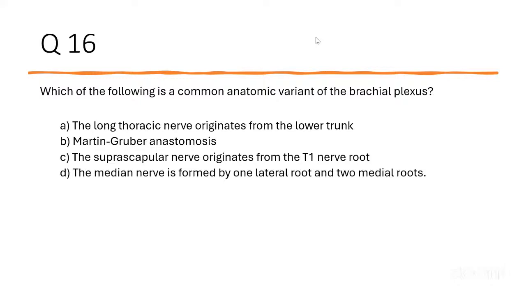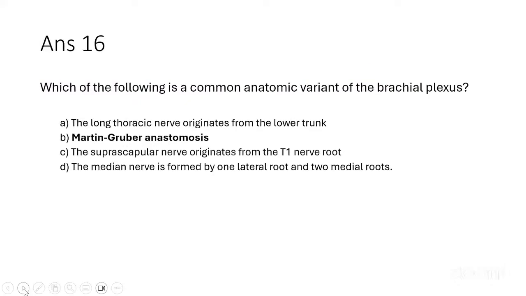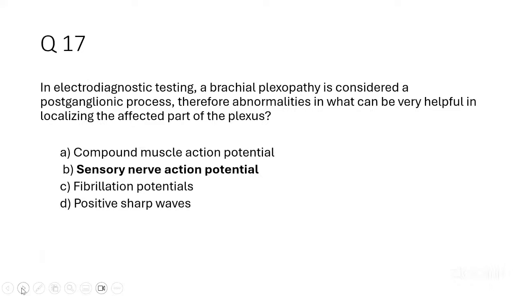Right. Which of the following is a common anatomic variant of the brachial plexus? Long thoracic nerve originates on the lower trunk. Martin-Gruber anastomosis. Suprascapular nerve originates from T1. Median nerve is formed by the lateral root and two medial roots. Somebody has already answered this. What is Martin-Gruber? Martin-Gruber anastomosis is an exam question. Median ulnar anastomosis. How many types are there?